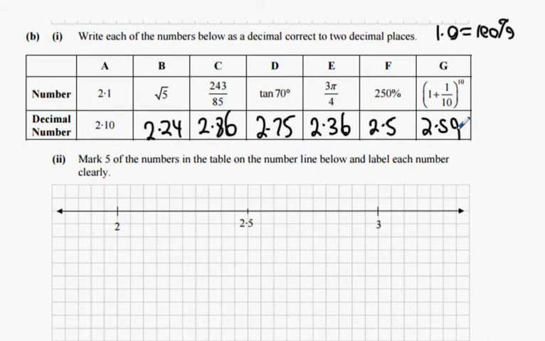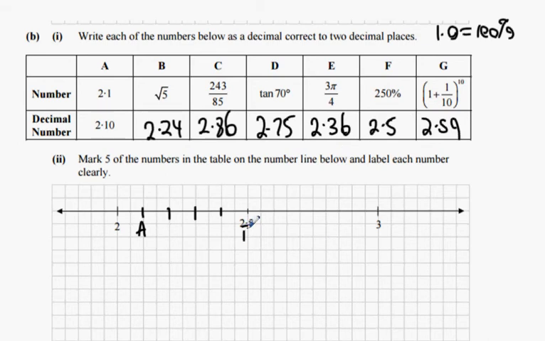Now that I have that done, I'm asked to mark 5 of the numbers in the table on the number line below and label each number. I'll start off with A. That's 2.1, 2.2, 2.3, 2.4, 2.5. Oh, wait a second. So I have to go up in twos. 2.1, 2.2, 2.3, 2.4. Everybody happy with that? So that's A.